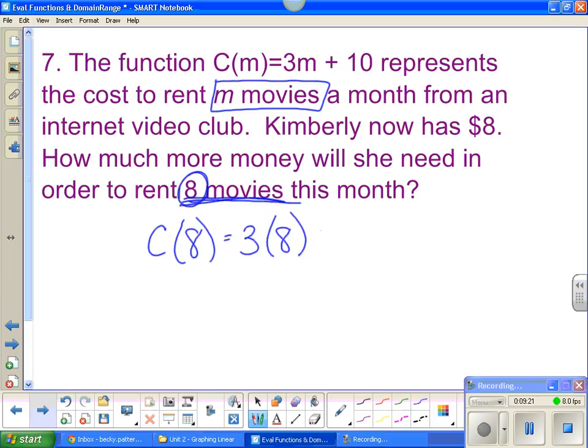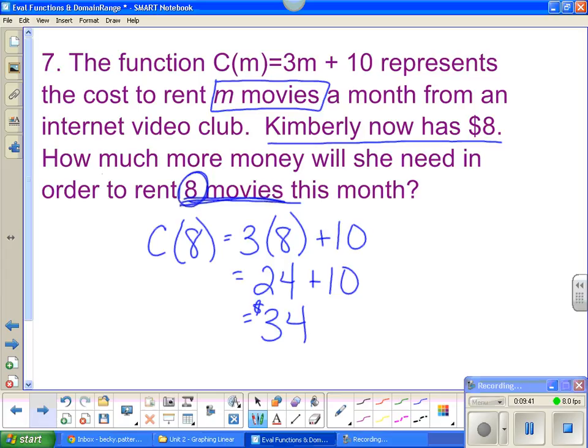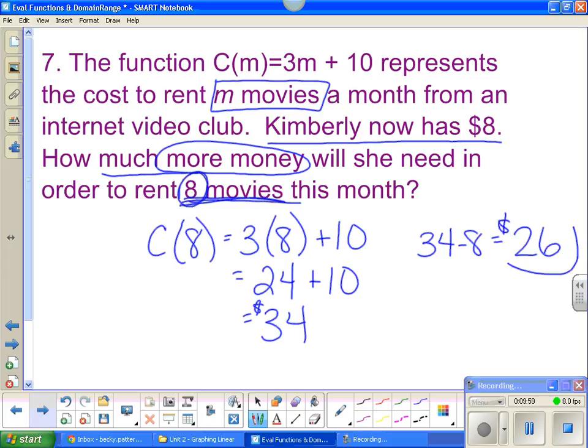So 3 times 8 plus 10. 3 times 8 is 24, plus 10. So it will cost $34 for her to rent her 8 movies. Let's make sure we answer the question. Kimberly now has $8. How much more money will she need in order to rent these 8 movies? Well, she needs $34 and she has $8. So 34 minus 8 means she needs $26 more to have enough money to rent her 8 movies. So $26 is your answer.